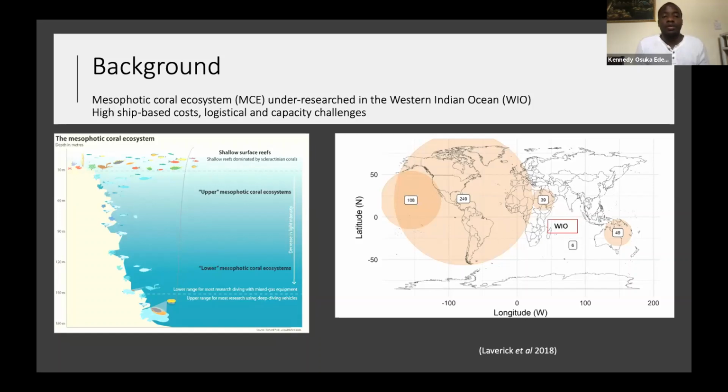And part of the reason for this is that there are challenges around the high ship-based costs and also logistical and capacity challenges. This makes it impossible to really know exactly the value of this Mesophotic coral ecosystem in the region.